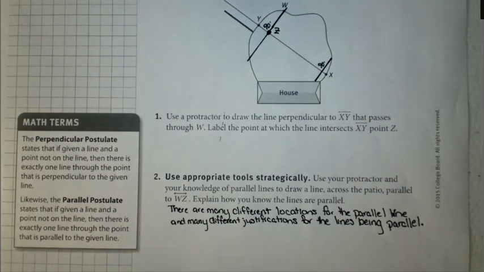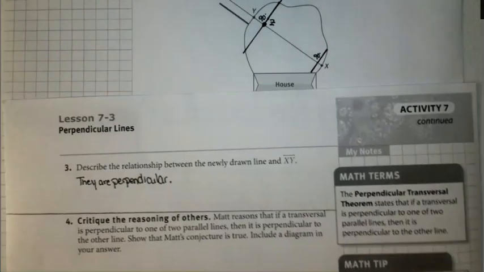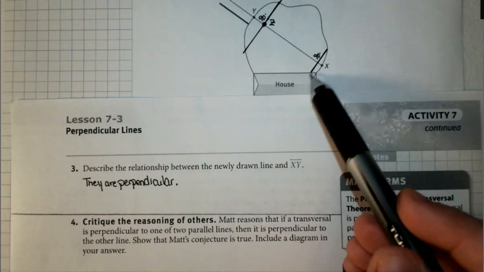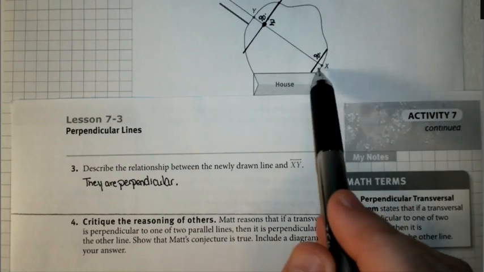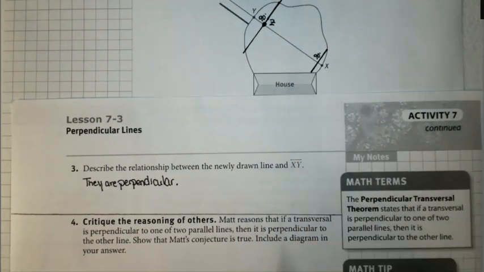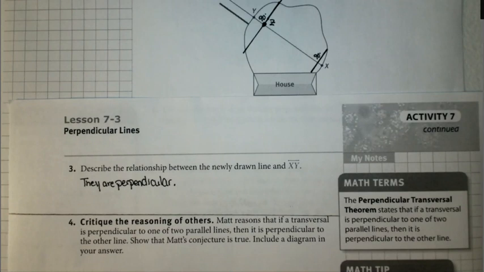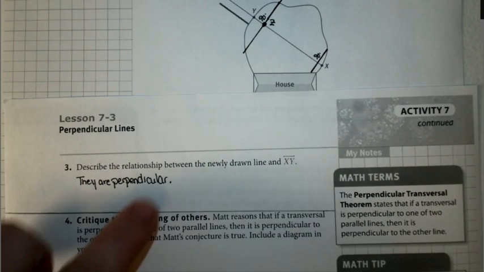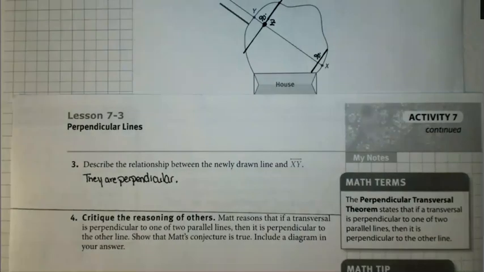Now, lastly, it asked, what is the relationship between this new line we drew right here and XY, which is the original line that was given to us? Well, if this is 90 degrees, then that means we have created a perpendicular line pair. On to your debriefing question.